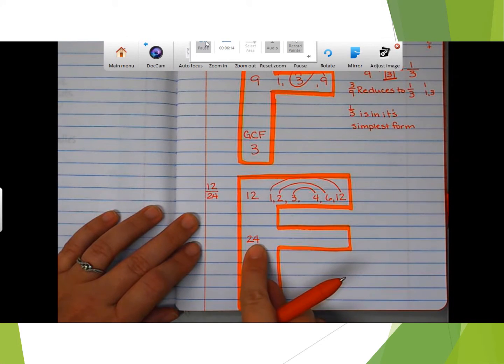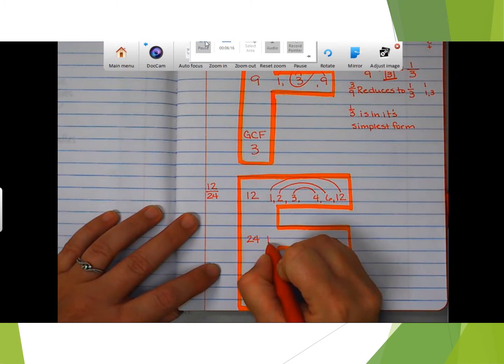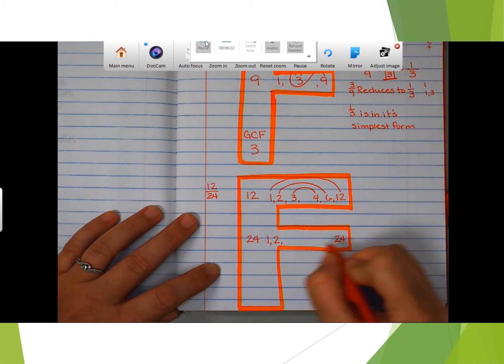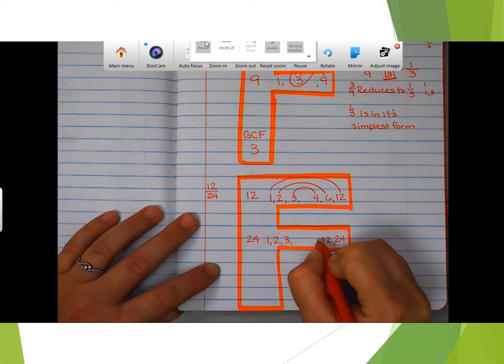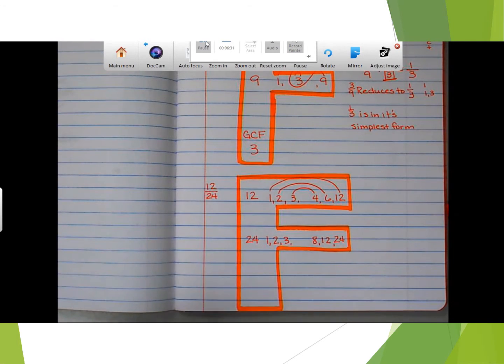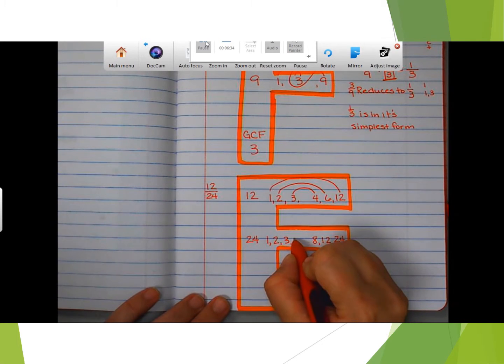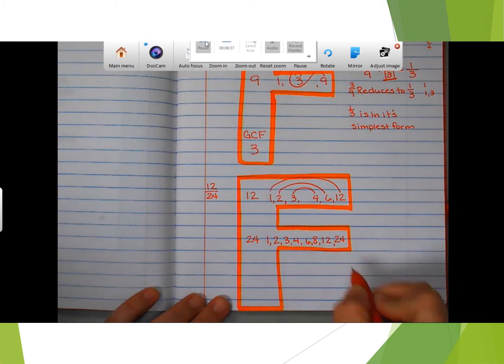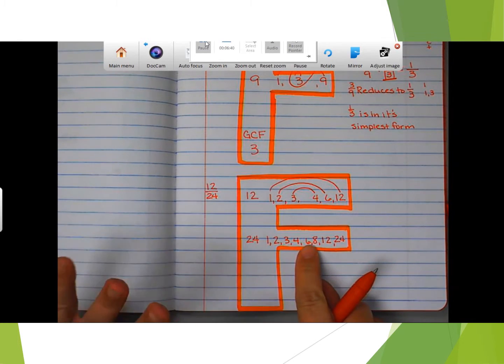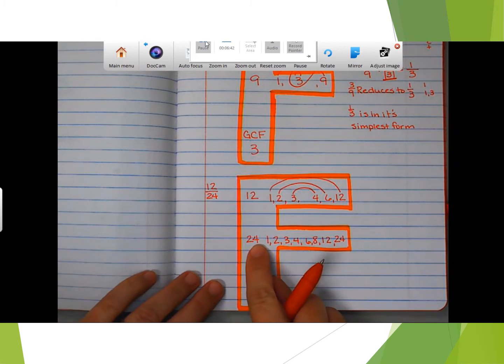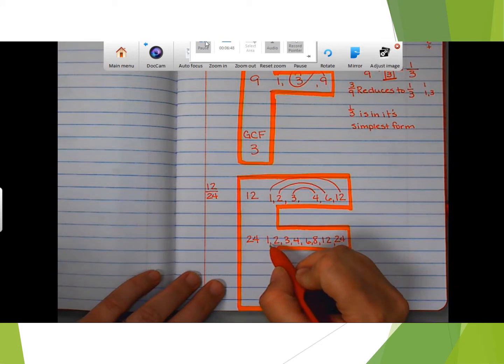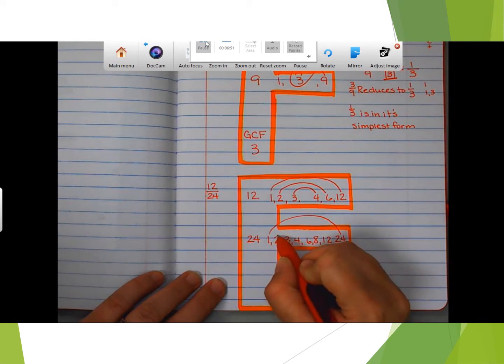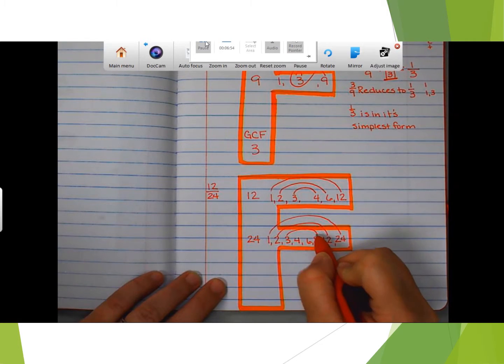Okay, now we're going to find for 24. So our first one, of course, is 1 and 24. It's an even number, so 2 is going to be a multiple. 2 and 12. I know 3 times 8. I know 4 times 6. And the only number in between 4 and 6 is 5. And this number doesn't end in a 0 or 5, so there's no way 5 is a factor. Okay, so there's our little rainbow of our factors.